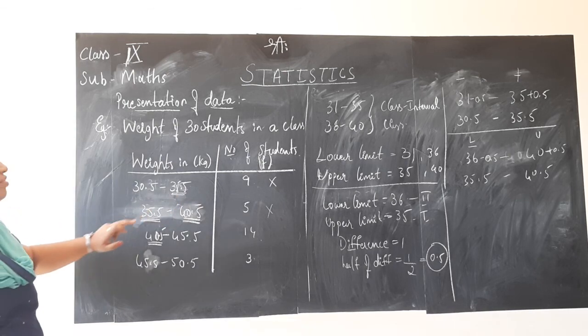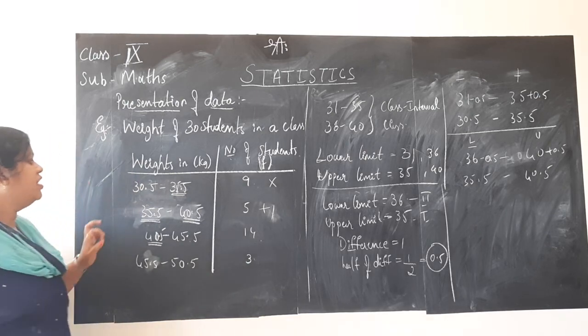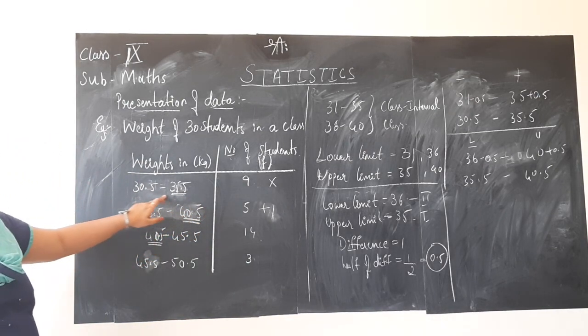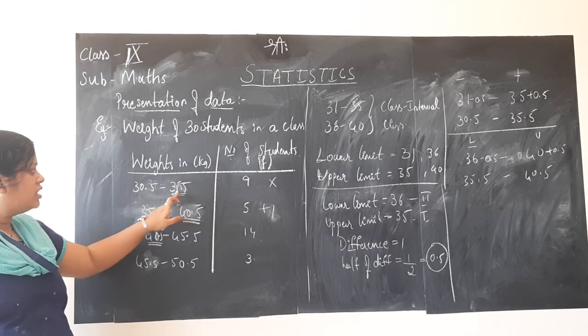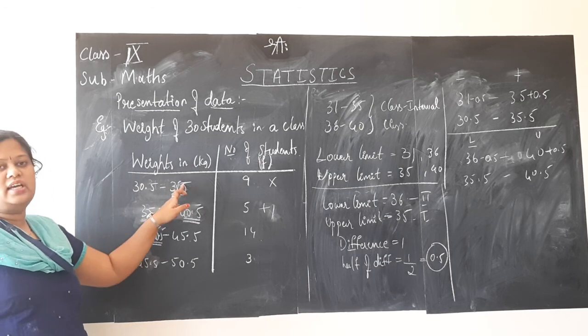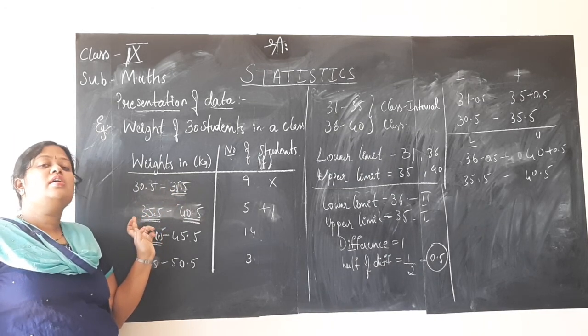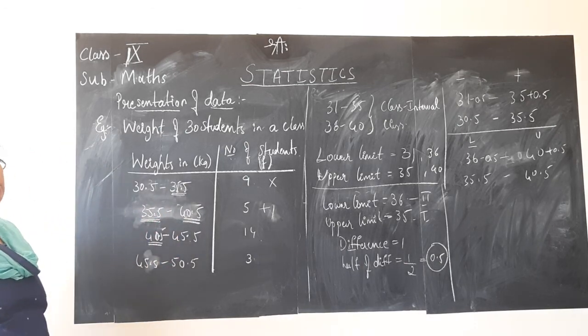So now where should I add the child who is weighing 35.5 kg? Here I should add plus 1 to the second interval. Why? The child who is weighing 35.5 kg will be in this range of class interval. So don't get confused. The upper limit and lower limit are the same repeated numbers. Make sure that you include such students in the next class interval.